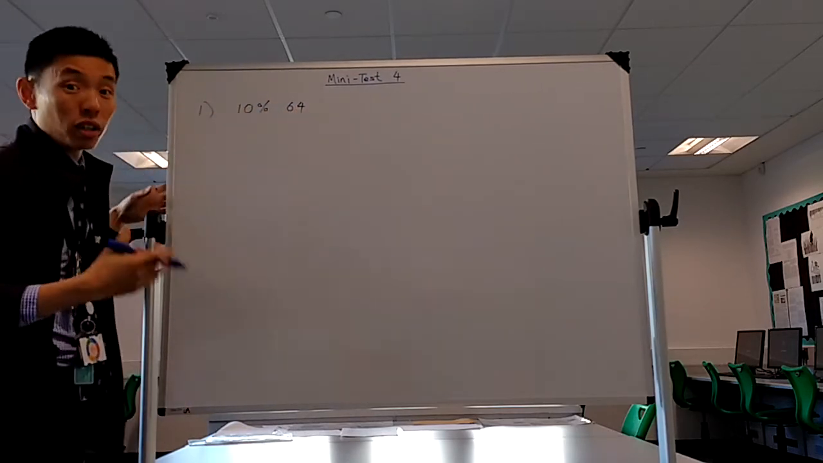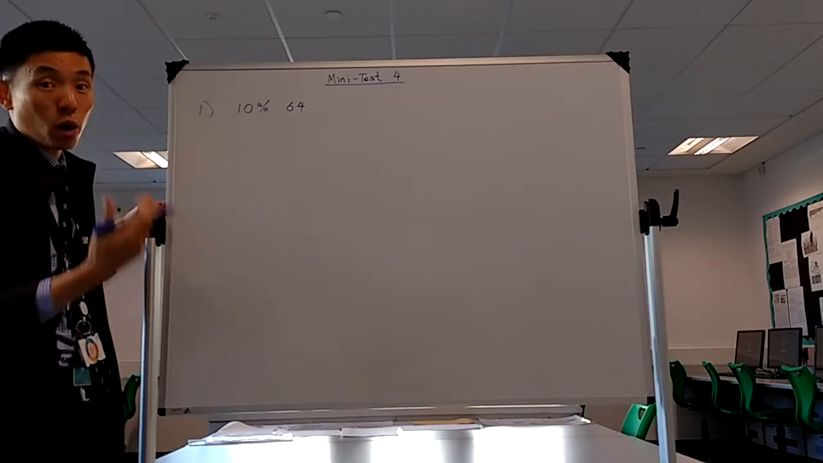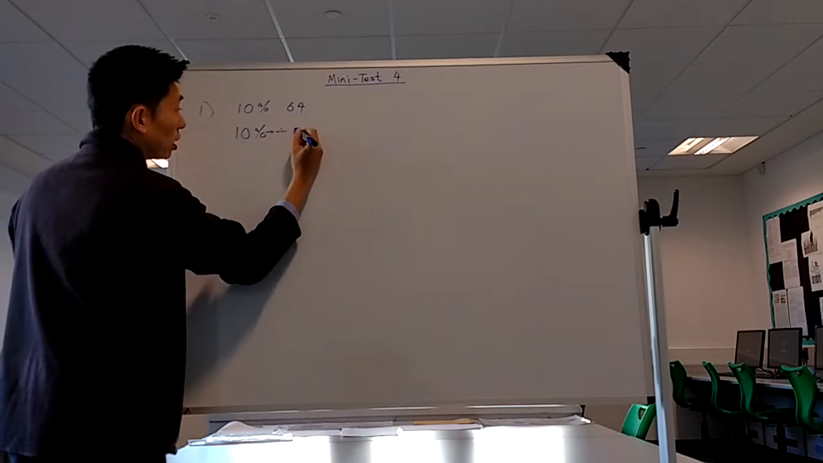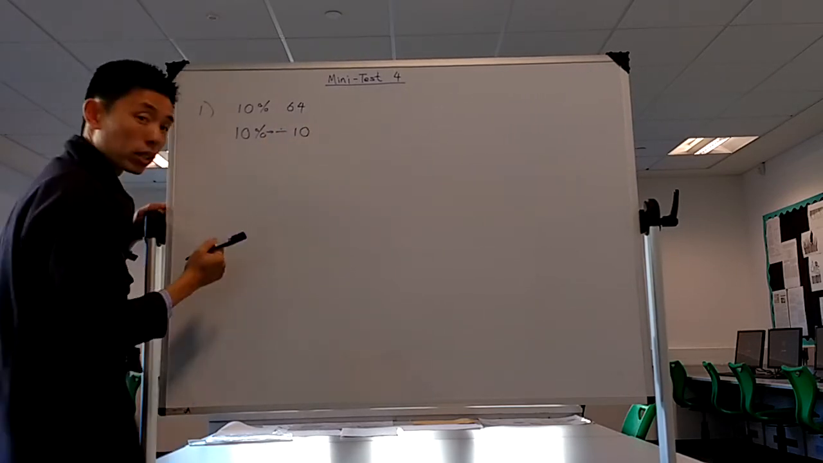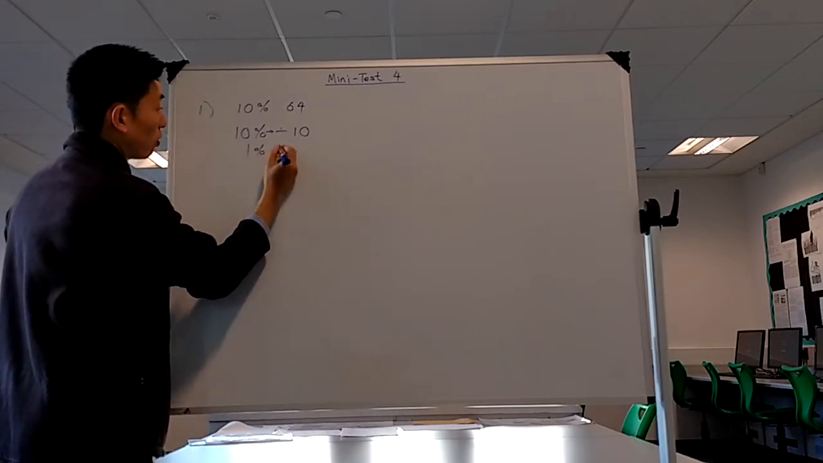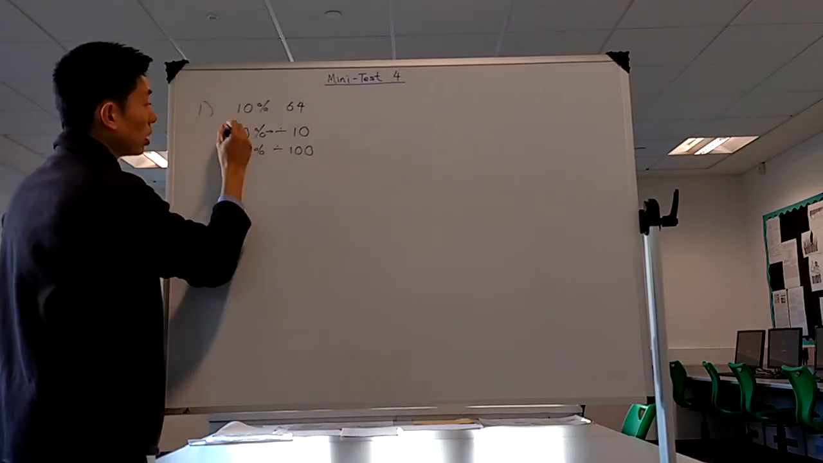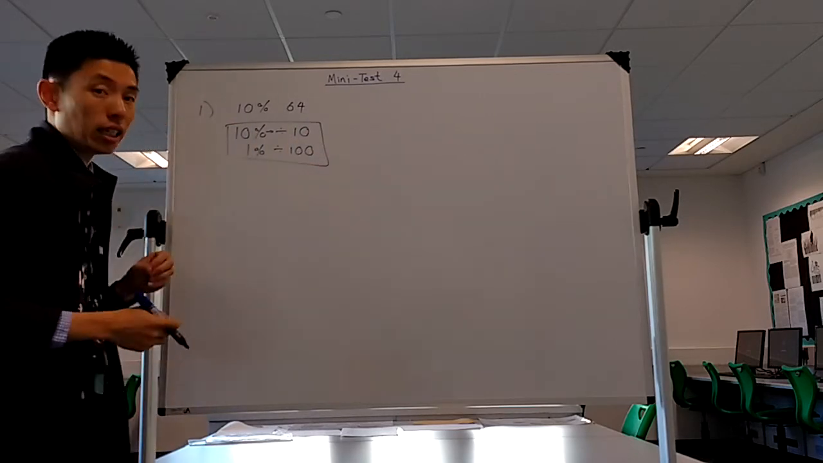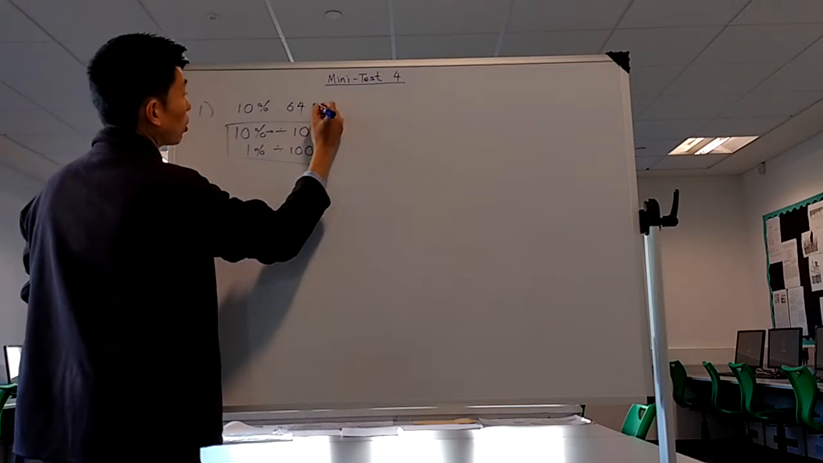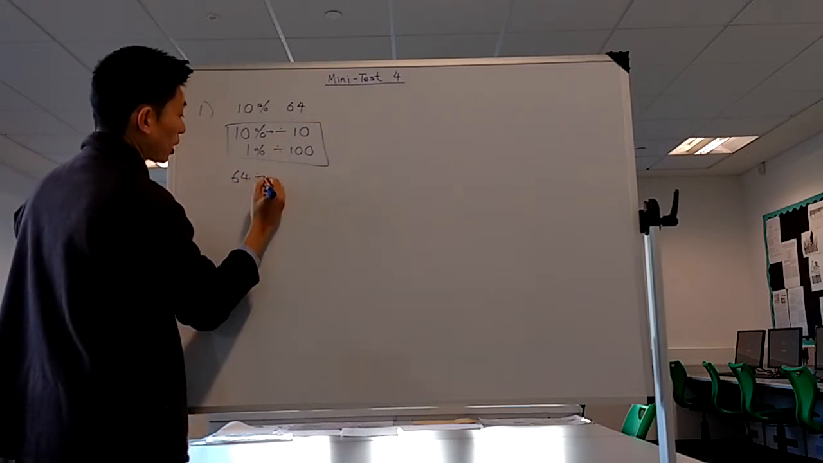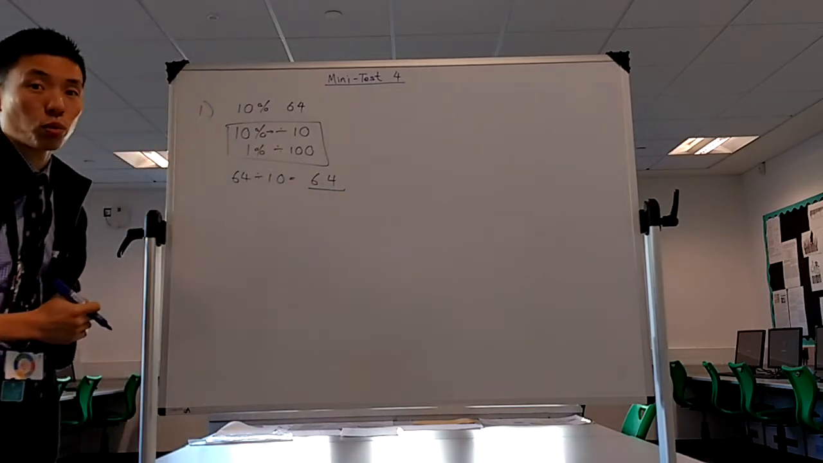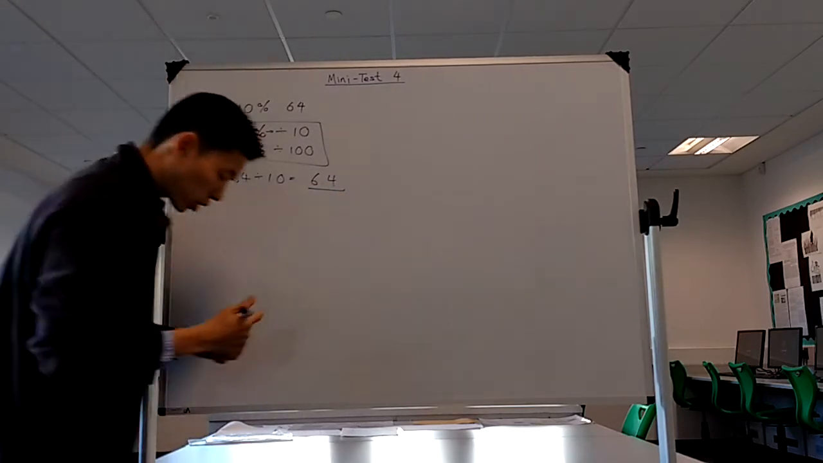The easiest way to learn 10% is to be able to work out what 10% is. It's basically just to divide by 10. If in the future you're asked to find what 1% is, you can divide by 100. These are the two very key components to remember. So divided by 10, that would give you 64 divided by 10, 6.4. And that's the answer for question 1.